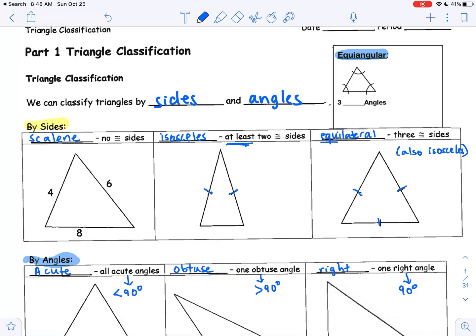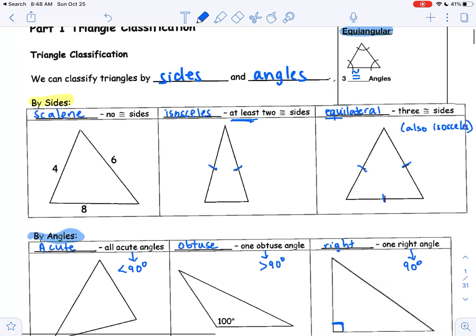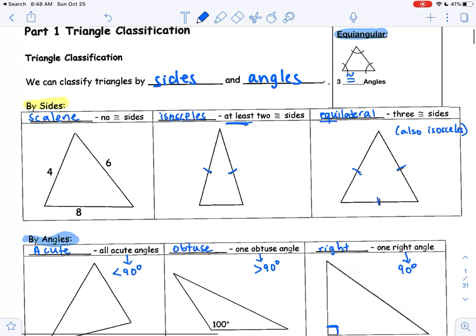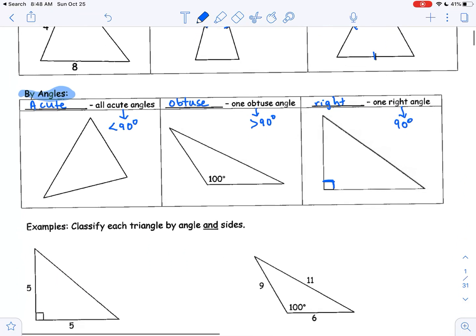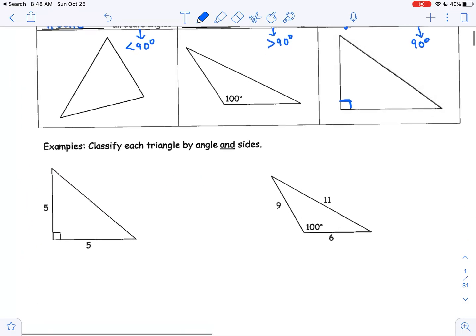There's also a fourth classification of angles called equiangular, and that's very similar to equilateral, except for the fact that it describes a triangle with 3 congruent angles. So again, equiangular, you have the word angle in it, and in equilateral, lateral refers to sides.